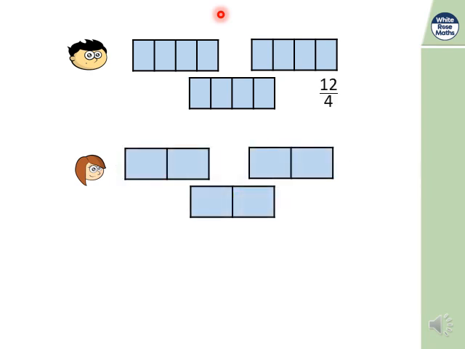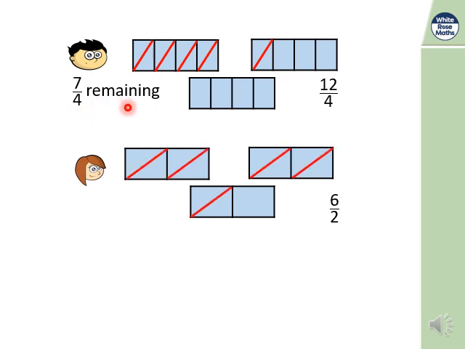And Rosie split hers into halves. And she has got 1, 2, 3, 4, 5, 6 halves. Now they both ate 5 of them. So Jack will have 7 quarters remaining, and Rosie ate 5, and she will have a half remaining. So we've got 7 quarters and a half.